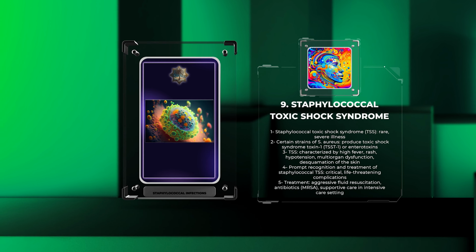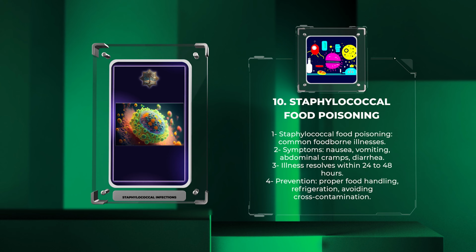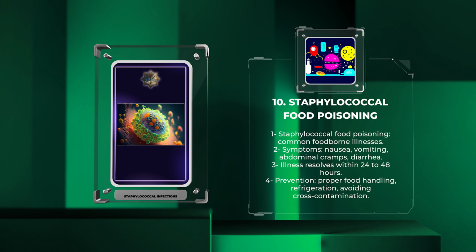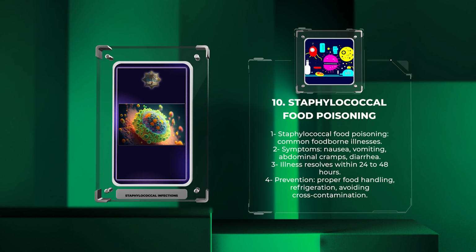Staphylococcal food poisoning is one of the most common foodborne illnesses worldwide and is caused by the ingestion of preformed staphylococcal enterotoxins present in contaminated food. Food items such as dairy products, meat, and salads are commonly implicated. Symptoms typically develop within a few hours of ingesting contaminated food and include nausea, vomiting, abdominal cramps, and diarrhea. The illness is self-limiting and usually resolves within 24 to 48 hours. Prevention involves proper food handling, refrigeration, and avoiding cross-contamination.